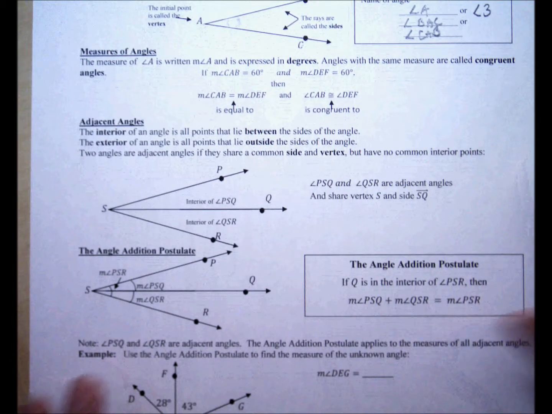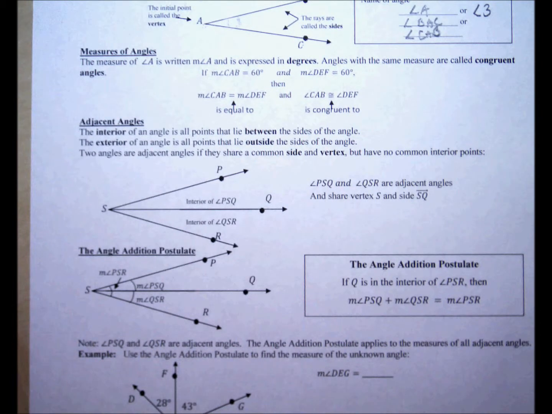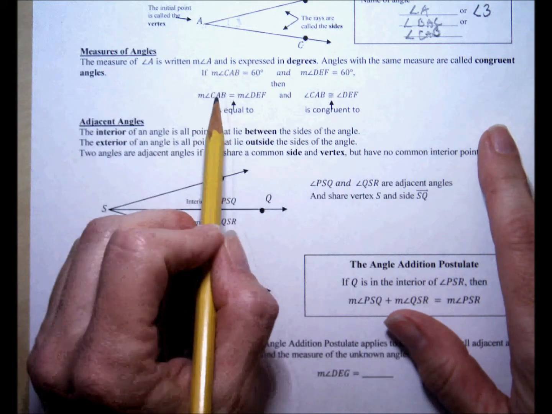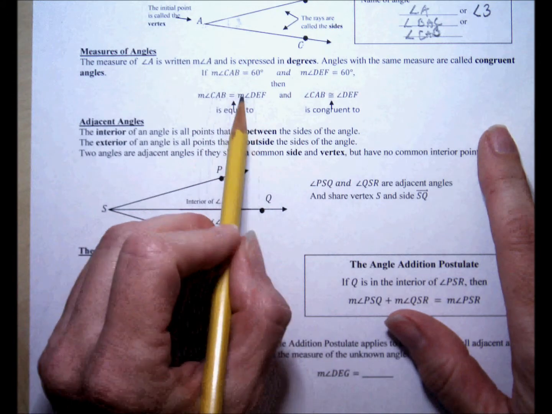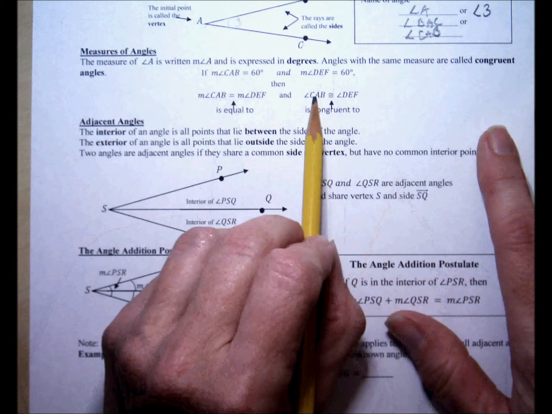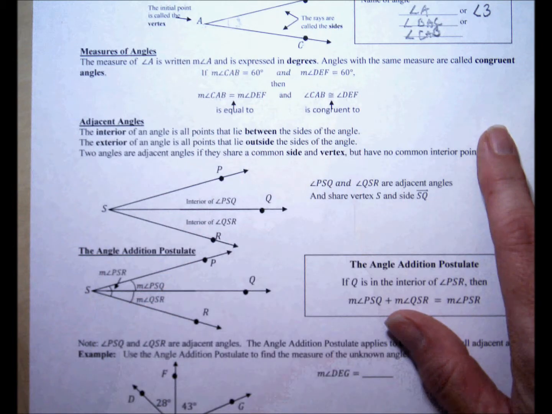Angles with the same measure are called congruent. Again, angles are things or concepts. They can't be equal. They have to be congruent if their degrees are equal. So the measure of angle CAB and the measure of angle DEF can be equal because those are numbers. The actual angles have to be congruent.